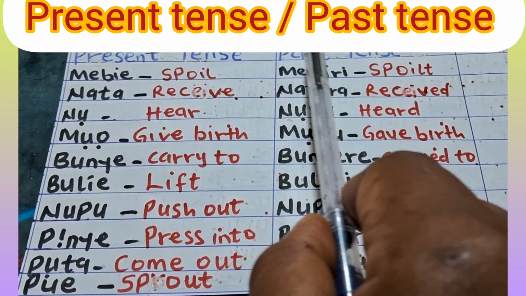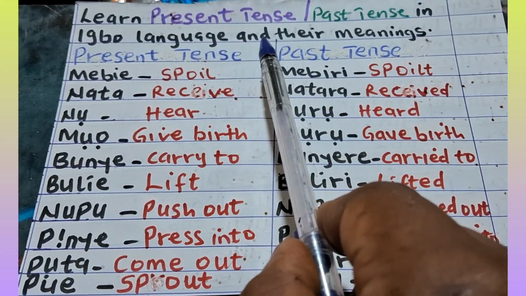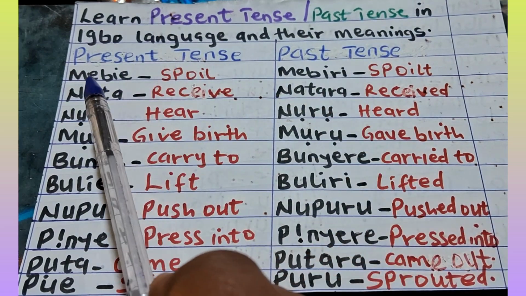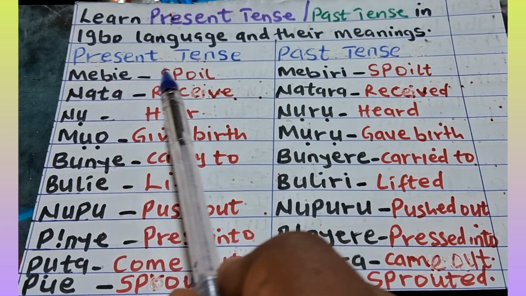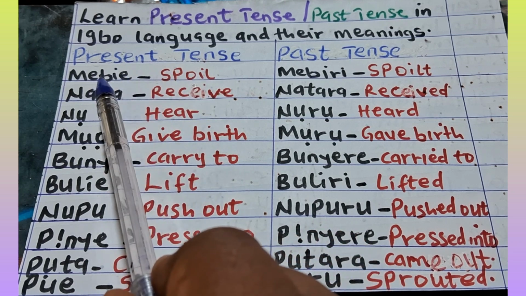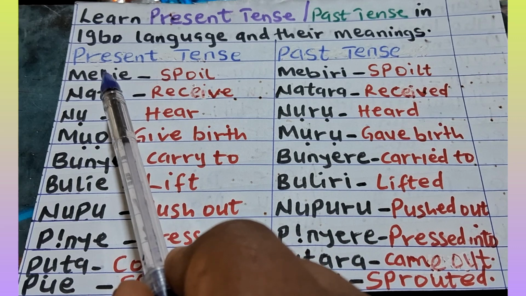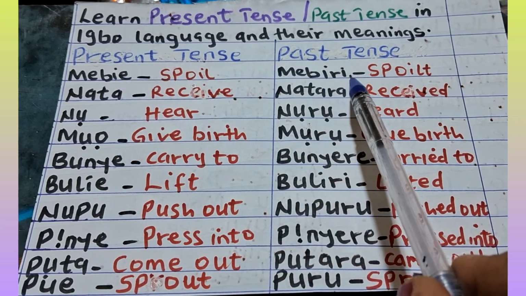Learn present tense to past tense in Igbo language and their meanings. Present tense, past tense. The first word is mebie, spoil. Mebie, spoil. Past tense of mebie is mebiri, spoiled.